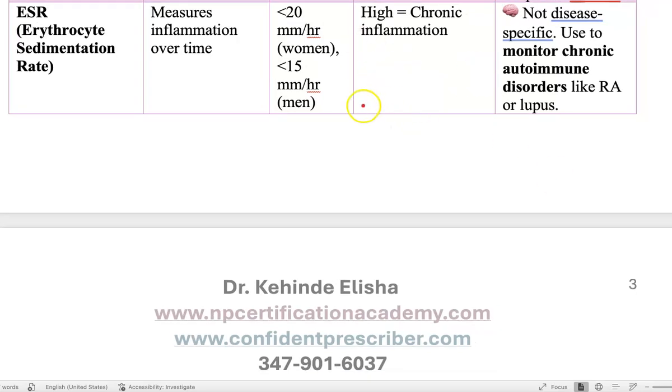Now, let's talk about ESR, erythrocyte sedimentation rate. What does it do? It measures inflammation over time. Less than 20 millimeters per hour for women, less than 15 millimeters per hour for men. What does it indicate? Chronic inflammation. Not disease specific. Used to monitor chronic autoimmune disorders like RA or lupus.